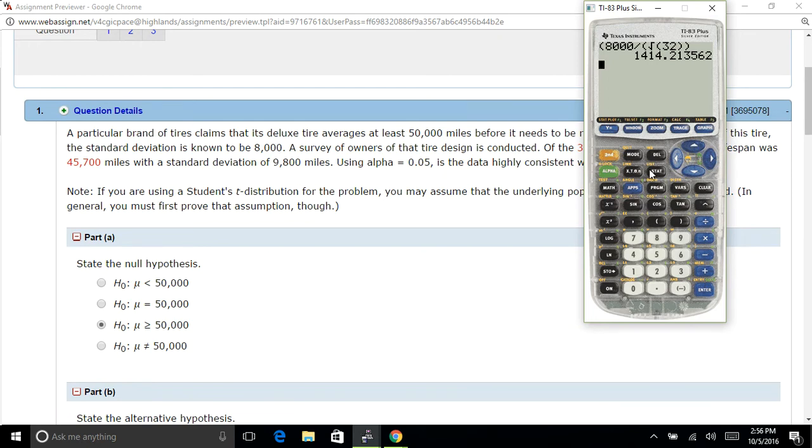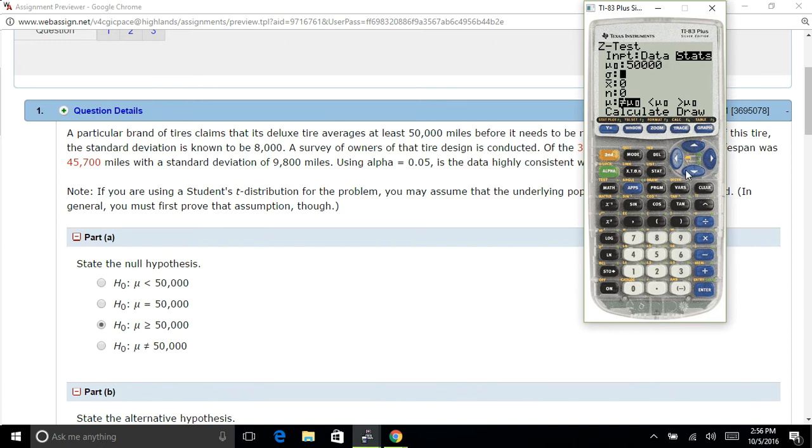So here I go. I'm going to go stats. I'm going to go over to test, and I'm going to z-test. I'm not putting in data, so I go over and hit enter for statistics or stats. It needs to be blinking so you know that it's been chosen. Now I'm going to put my population mean, which is, let me clear that whole thing, which is going to be 50,000 miles.